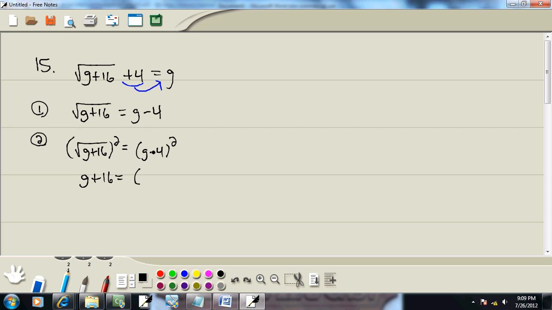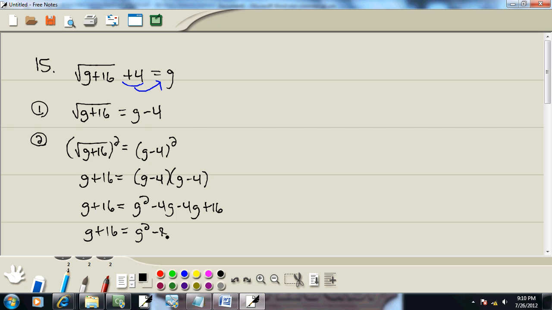Over on the right side, since this is a minus, the only thing we can do is rewrite g minus 4 squared as g minus 4 times g minus 4. G times g is g squared, g times negative 4 is negative 4g, negative 4 times g is negative 4g, and negative 4 times negative 4 is positive 16, which gives us g plus 16 equals g squared minus 8g plus 16.